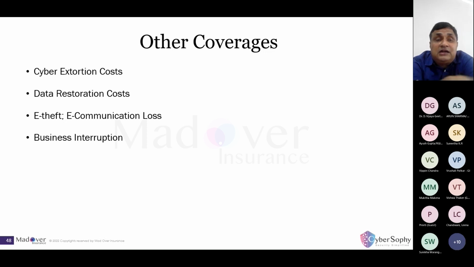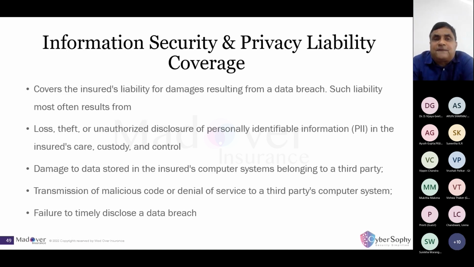The next coverage, again, very few policies are giving it, wherein examples were given about somebody hacking a CEO's email or a customer's email, sending communication asking a particular bill to be settled to a particular account. E-theft, e-communication loss, all of these are possible, which are also covered in some of the policies. At the end of the day, all these will lead to business interruption. Most of the policies are actually covering business interruption. We'll get into detail in the subsequent slides.